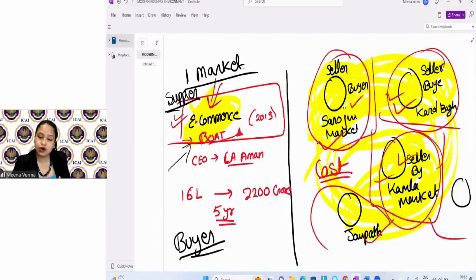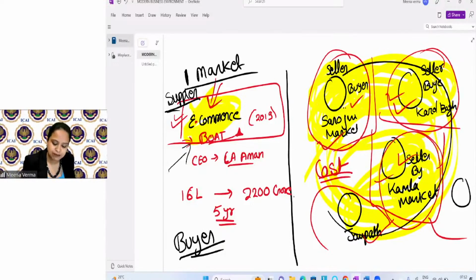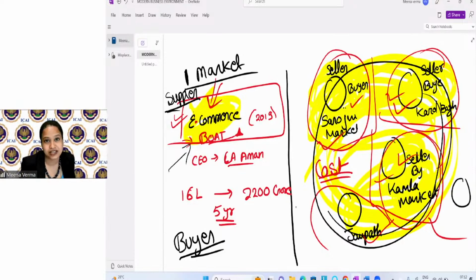The buyer is aware now, he can easily make the comparison and he can buy his product from the best seller, right? So the entire world has become one market, and the buyer is now dominating the market. The customer is now dominating the market. It is not the seller who is dominating the market. Like in the previous market, the seller was dominating the market. The seller was dominating, right? He was dictating to the buyers.